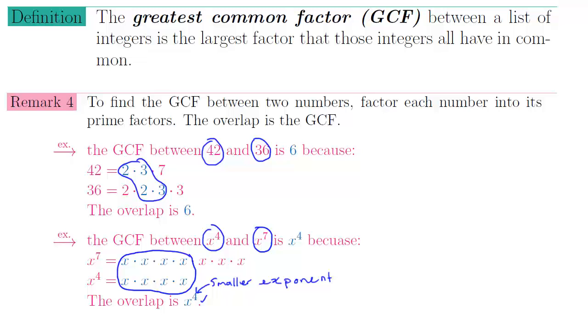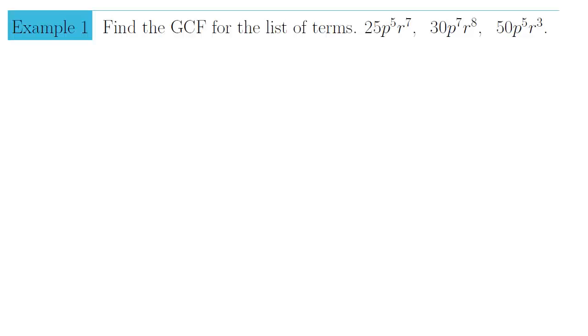Alright, so let's move on. Example 1 asks us to find the GCF for the list of terms. This isn't actually a factoring problem. This is sort of preliminary to factoring. This is trying to make sure you understand what the GCF is and how to find it. So let's look at our three terms here. We have 25p to the 5th r to the 7th, 30p to the 7th r to the 8th, and 50p to the 5th r to the 3rd.